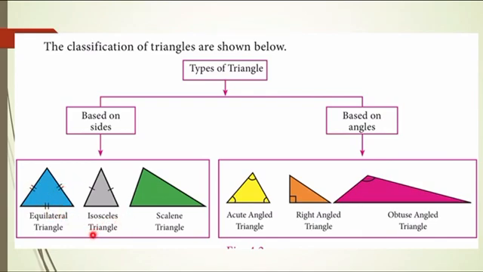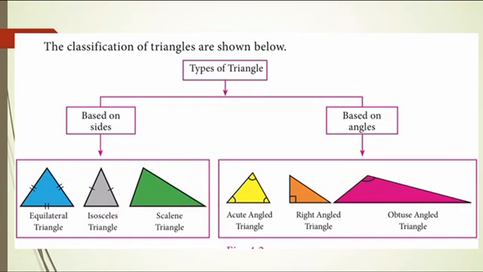Isosceles triangle. Isosceles triangle means the 2 sides are equal in measure. Okay, these 2 sides are equal in measure. Scalene triangle. Scalene triangle means all the sides have different measurements.